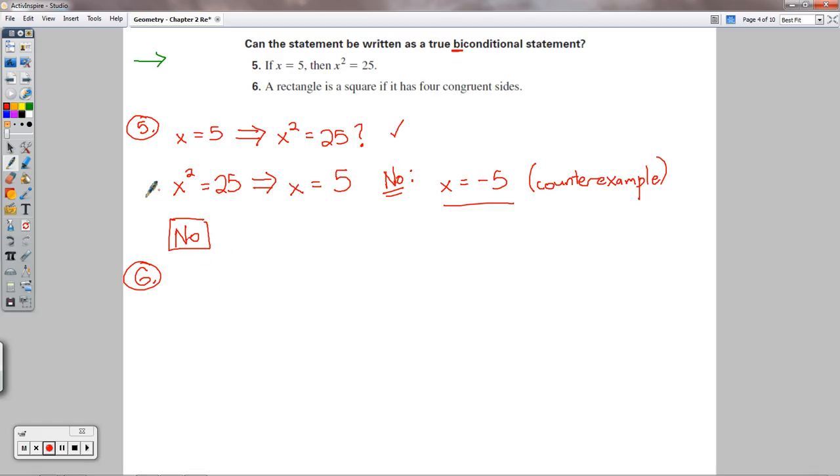How about number 6? A rectangle is a square if, so here the part after the if, this is what we're going to start with, if it has 4 congruent sides. So we're saying it is referring to a rectangle. So a rectangle, I'm going to just abbreviate some things here, has 4 congruent sides.